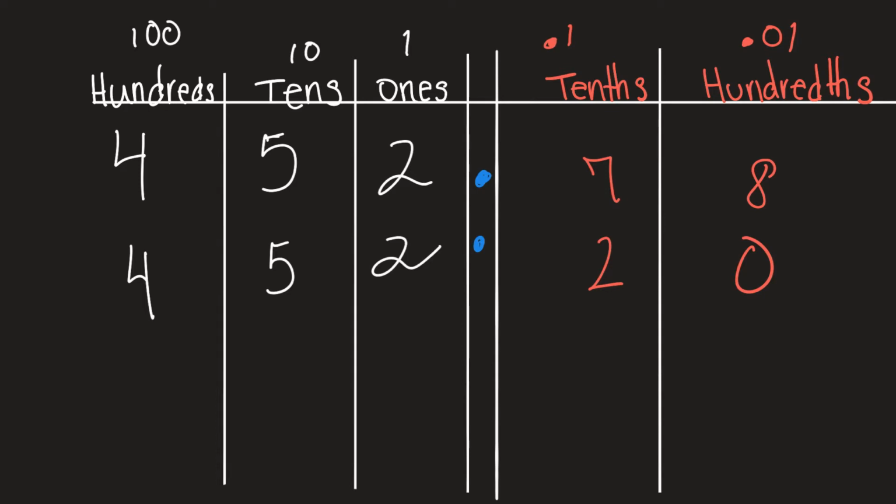Okay, so here we have a basic place value chart: hundreds, tens, ones, and then we have the decimal, tenths and hundredths. The first number that we've got going on here is 452 and 78 hundredths, and then we've got 452 and 2 tenths. You could also say 452 and 20 hundredths, but it's the same thing. And once we look at the equivalent fractions, you'll understand why.